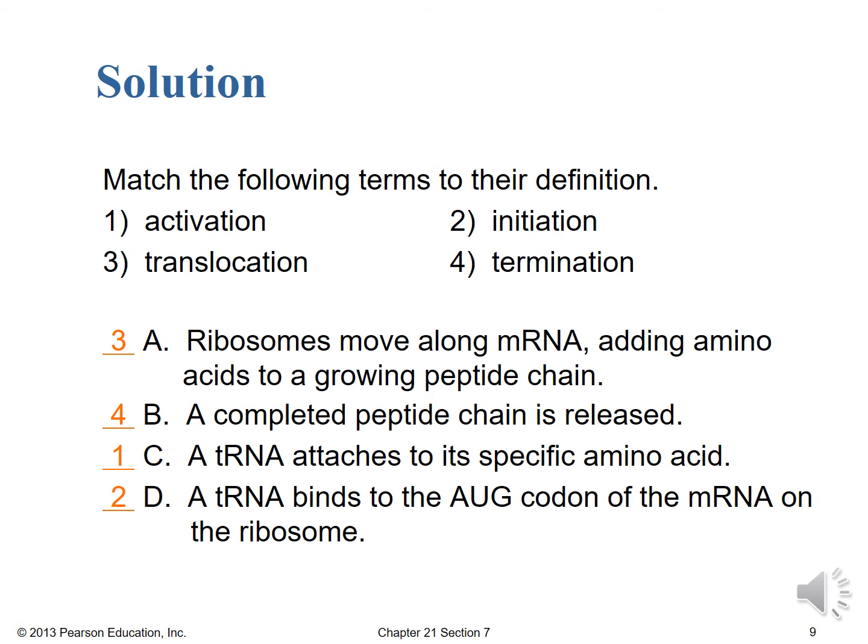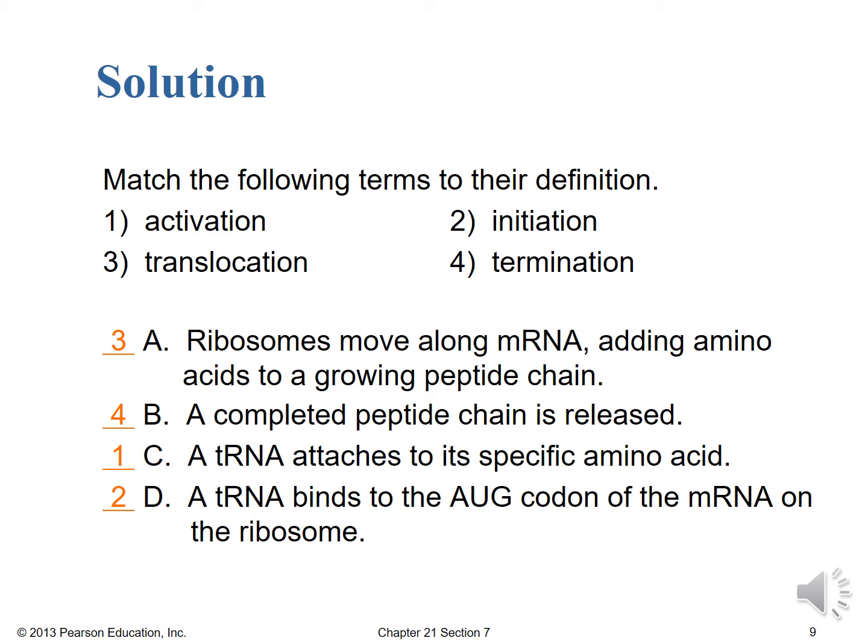Okay, and hopefully you arrived at the same answers I did here. So A, ribosomes move along messenger RNA, adding amino acids to a growing polypeptide chain. That is 3, translocation. B, a completed peptide chain is released. That's 4, termination. So the release should clue you in that we're at the end, and that's what termination means.